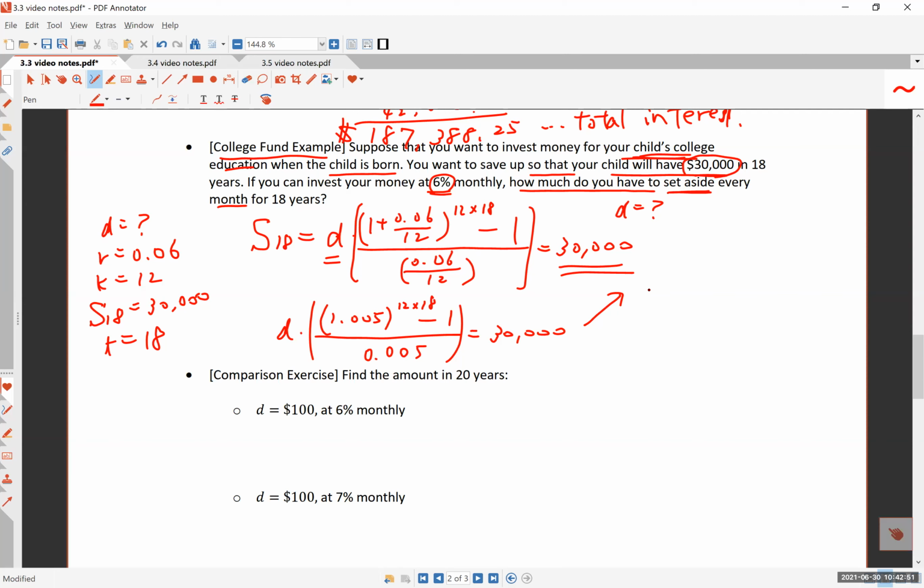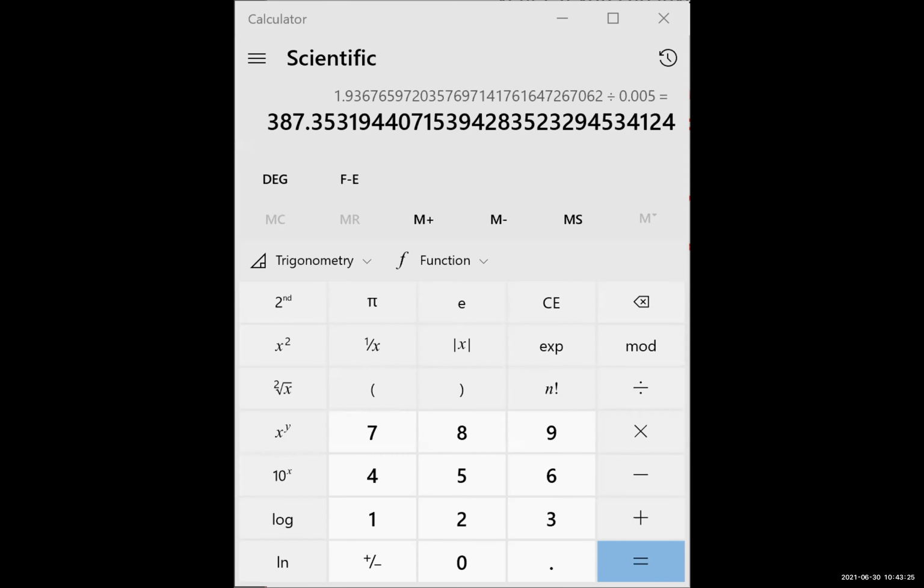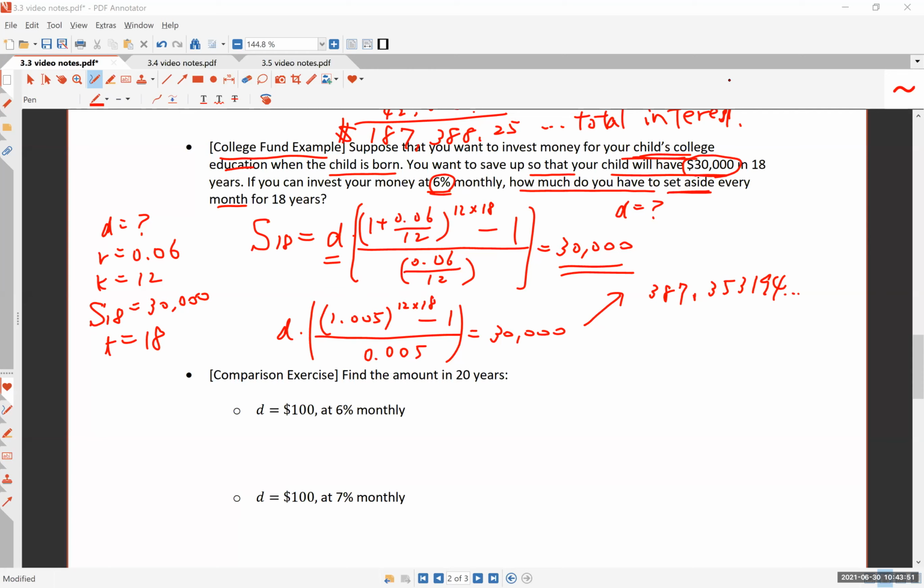So what we are saying is that the number that we came up with is 387.3531944, right? Let me just check to make sure. Okay, so the answer to that question was 387.3531944 and so on. I'm going to round off to some reasonable point.